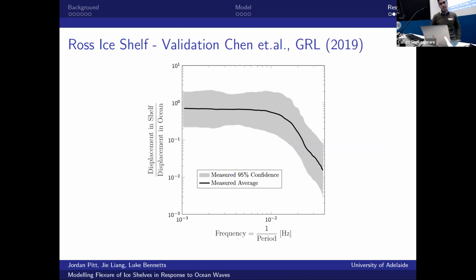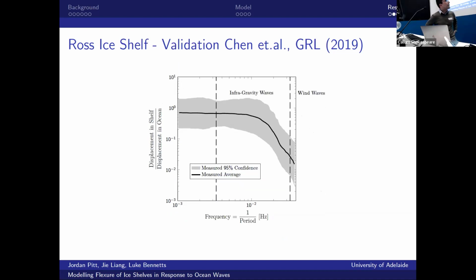So that's what this Chen et al. paper did, was to plot the displacement in the shelf divided by the displacement in the ocean. So there we fixed our location for our displacement, and assuming it's linear, which is a fairly good assumption, then we've also fixed our amplitude as well. So now this ratio is just a function of frequency, amplitude being fixed by dividing by the displacement in the ocean. And then we have our average and our 95% confidence interval. And I guess we plotted in frequency, although I've talked about period, but that's the relationship there.